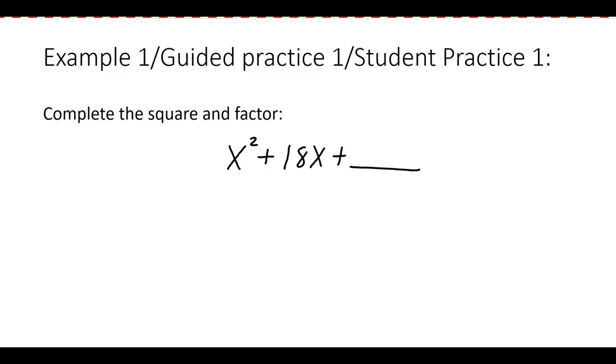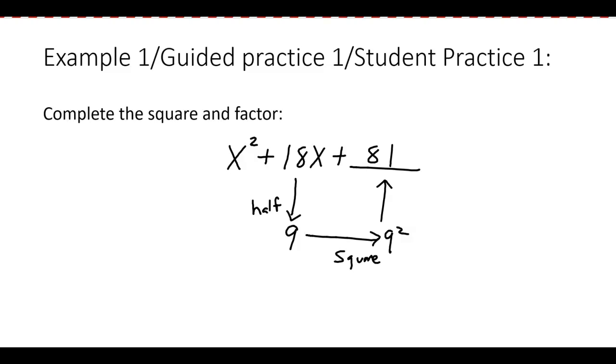So some of you guys might be a little confused, so I'll walk you through it real quick here. You take half the middle number. What's that? You don't have to write the word half here, but I will just for teaching purposes. You take half the middle number is 9, and then you're going to square it. That means multiply it by itself or raise it to the second power. What's that? And that's what goes there. That makes it a perfect square trinomial. Okay? So if you got that, that's good.